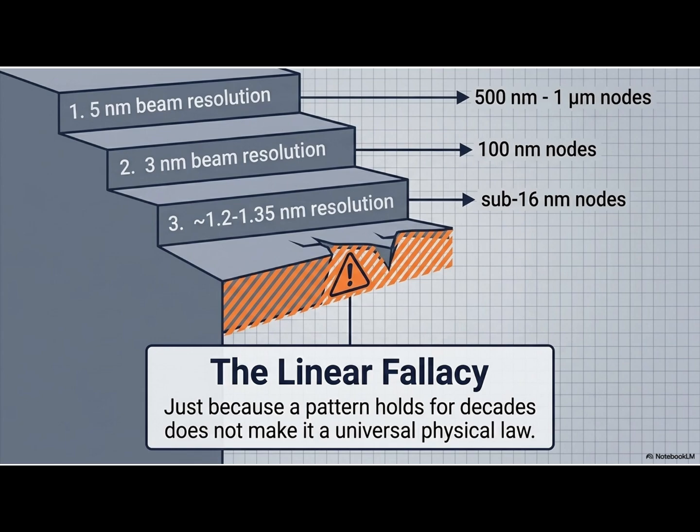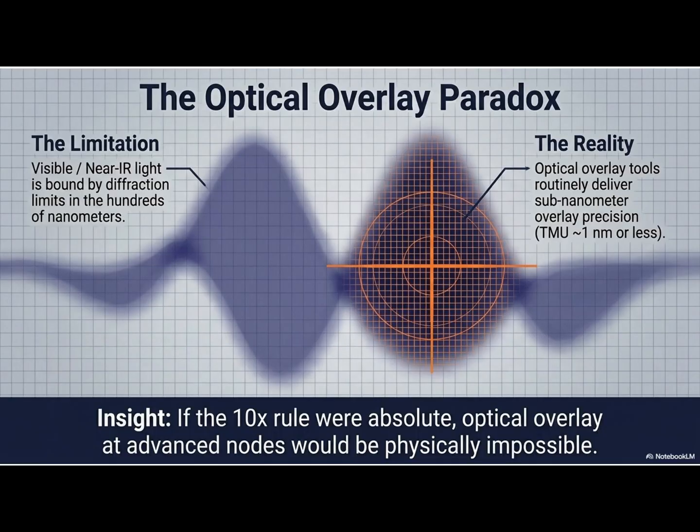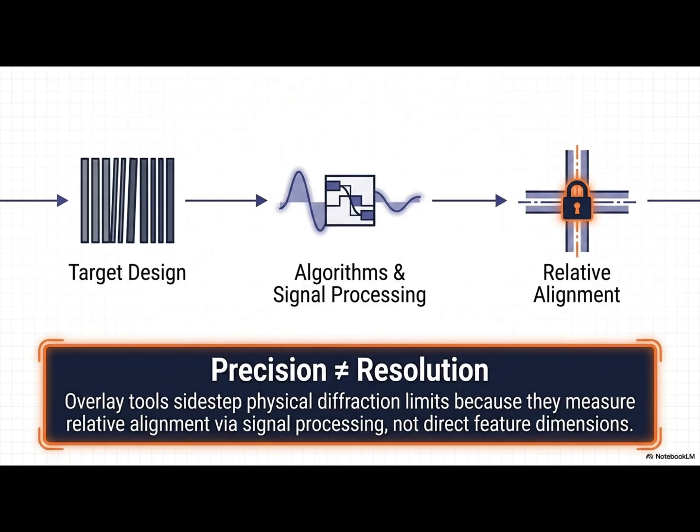5 nm beam resolution used for 500 nm, 1 µm nodes, 3 nm beam resolution for 100 nanometer nodes, 1.2, 1.35 nm for sub 16 nm nodes. So naturally, the industry chorus grew louder. We need sub 1 NM SEM resolution now. But here's the catch. Just because a pattern holds for a while doesn't mean it's a universal law.